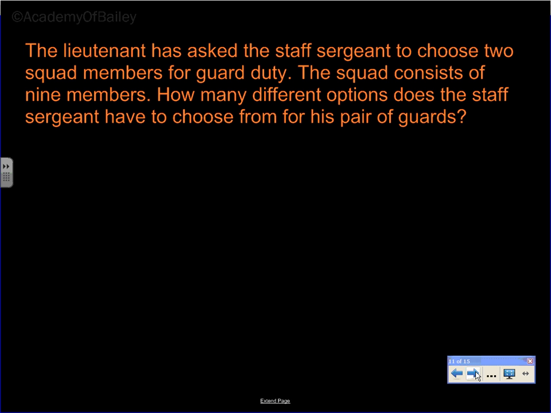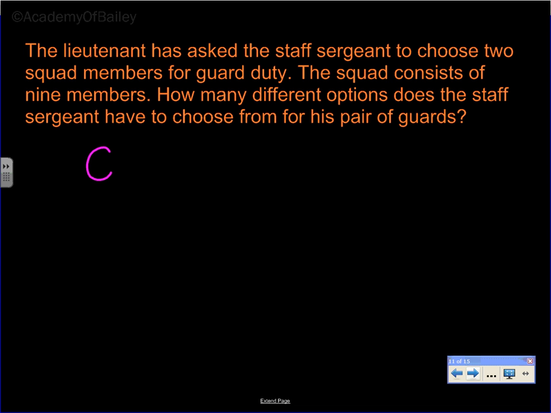This situation, the lieutenant has asked the staff sergeant to choose 2 squad members for guard duty. The squad consists of 9 members, so how many different options does the staff sergeant have to choose from for his pair of guards? Well, if you think about this, does the order matter in which he chooses these 2 guards? It doesn't matter, because they're both still going to go down and do guard duty. So if order does not matter here, that would be a combination.